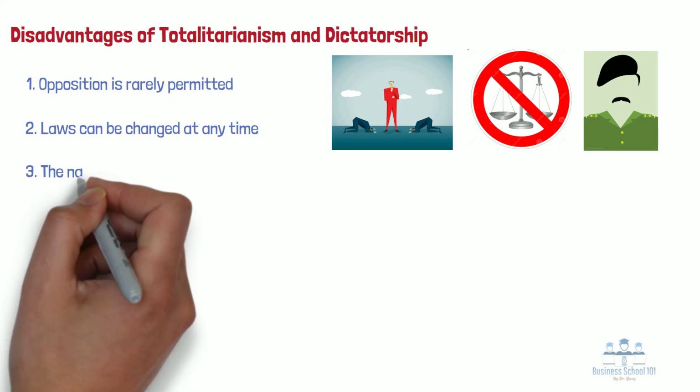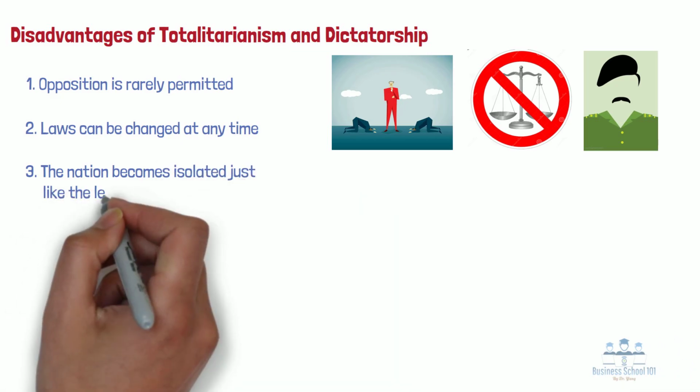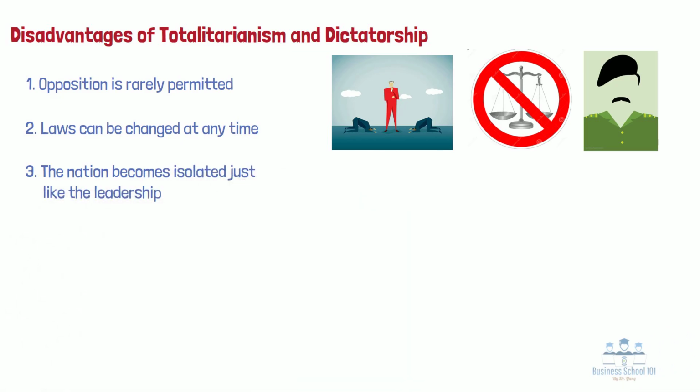Number 3. The nation becomes isolated just like the leadership. Cuba is an excellent example of the isolationism that a culture faces when being ruled by a dictatorship. When Fidel Castro took over the government, it led to a slow decline of international relationships over several decades. Some countries implemented complete economic restrictions in response to Castro's actions. Some of those economic restrictions have been either eased or eliminated, but the toll on society has left permanent scars.